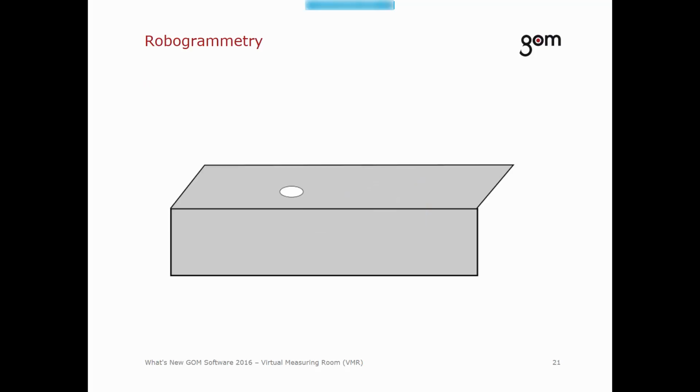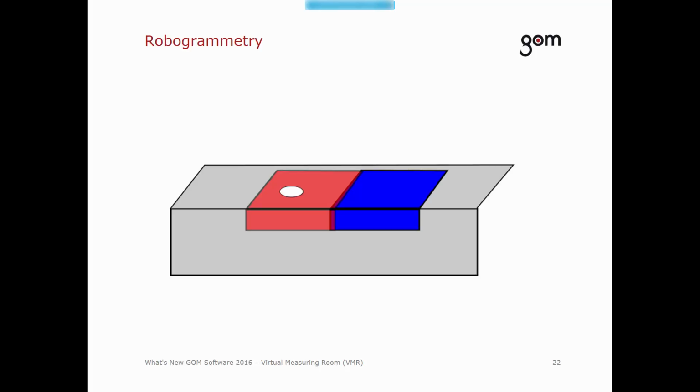But when there are features on the surface that need to be measured, suddenly it becomes a whole different story. As long as the scans only overlap a little bit, the feature will still be at the right position. But when the scans overlap too much, the discrepancy between the nominal and actual is too high.